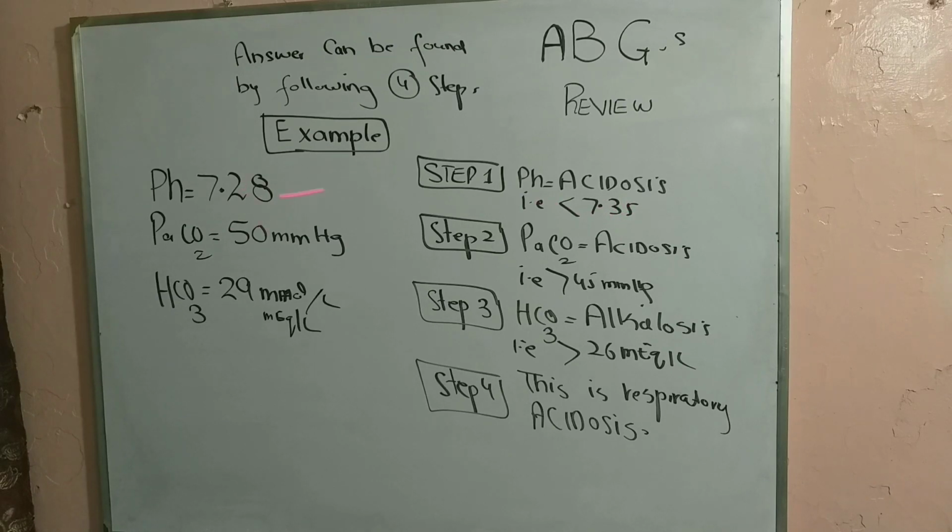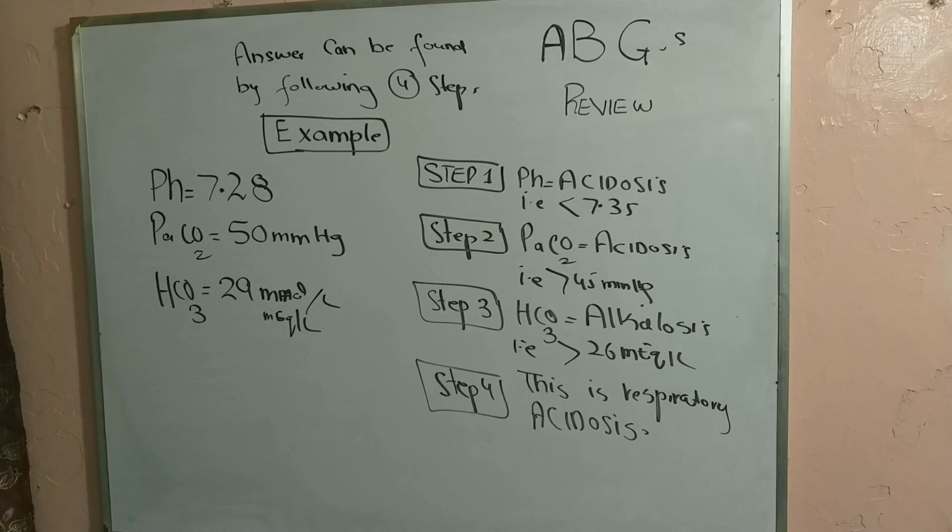So this is acidosis. Secondly, let's look at the status of the PCO2 and bicarbonate by following steps 2 and 3. Step 2 tells us that if the PCO2 is less than 35, we call it alkalosis, and if it is more than 45, we call it acidosis. Here this is obviously more than 45, so this is again acidosis. Now looking at the bicarbonate as step 3, the normal value is 22 to 26. If the bicarbonate is less than 22, we call it acidosis. If it is more than 26, we call it alkalosis, and here this is obviously more than 26, so this is alkalosis.